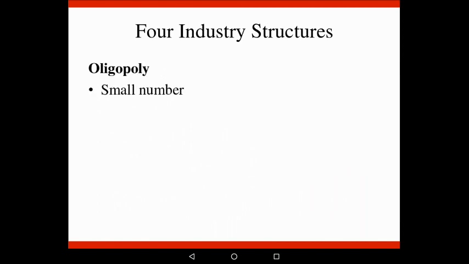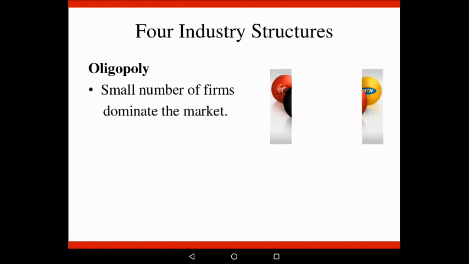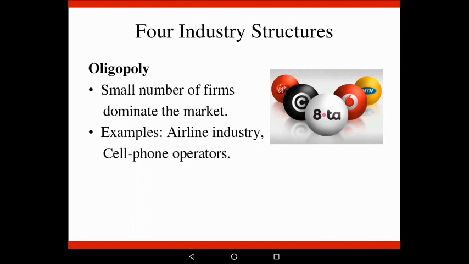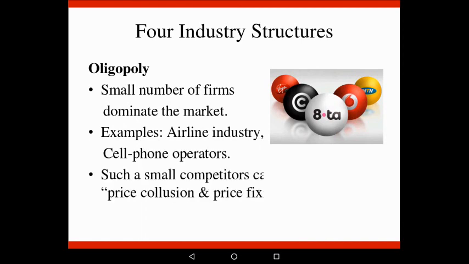Then we have something called an oligopoly. This is a small number of firms, usually 4 or 5, and they will dominate the market. A good example is the cell phone or mobile network industry in South Africa. There are 5 players: Virgin, Cell C, Telkom, Vodacom and MTN, and they dominate the market completely. There isn't really room for any more. Also the airline industry in South Africa.